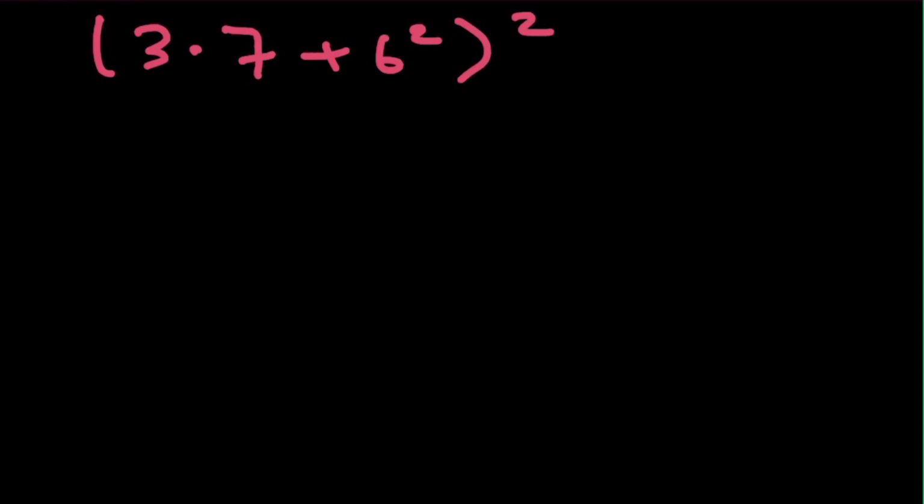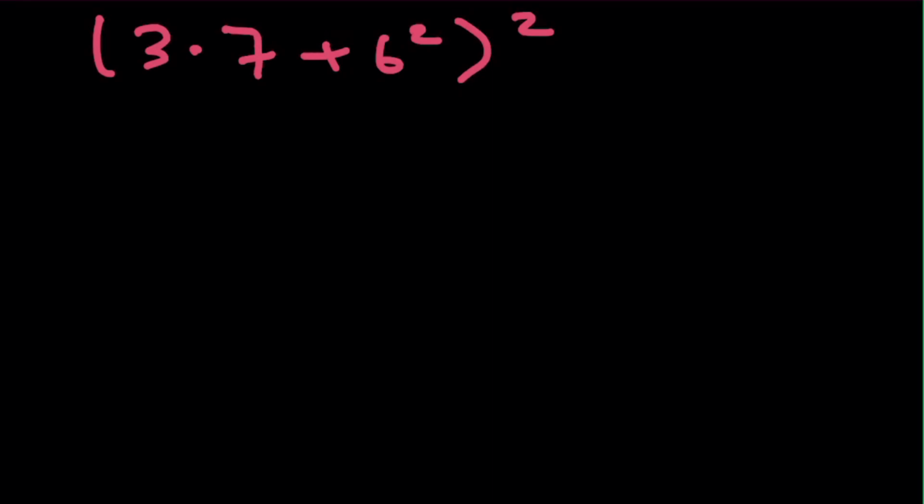Okay guys, so now we're going to go ahead and move on to slightly more difficult problems. And we really want to explore how to apply PEMDAS within parentheses. I just want to show you an example. So we'll take the problem of (3 times 7 plus 6 squared), all of that squared. So obviously we have to start with what's in the parentheses, and now we apply PEMDAS within the parentheses.